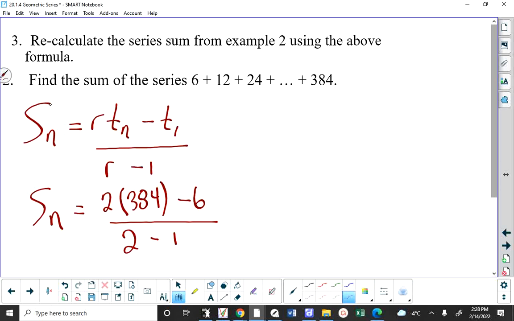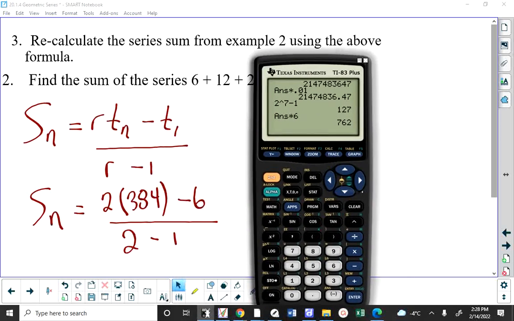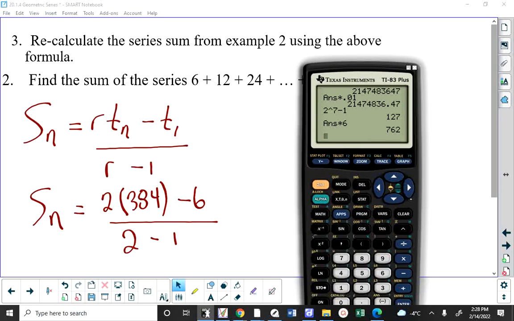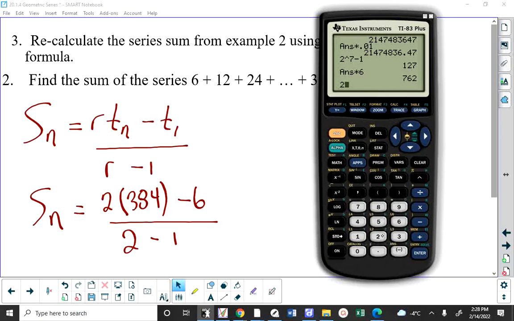So let's confirm that we get the same answer. Was it 762? Is that what we got? It was. Okay. Oh, yeah, it's right there on my calculator. So 2 times 384 minus 6. Well, that's a mathematical miracle. You get 762. Which is a really nice thing about geometric series, that you don't need to know the number of terms.